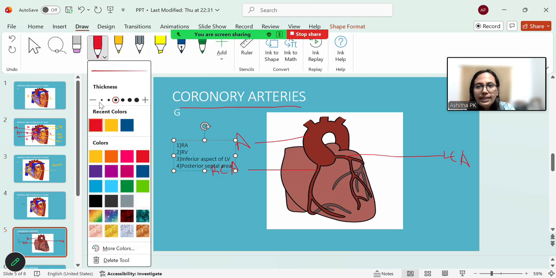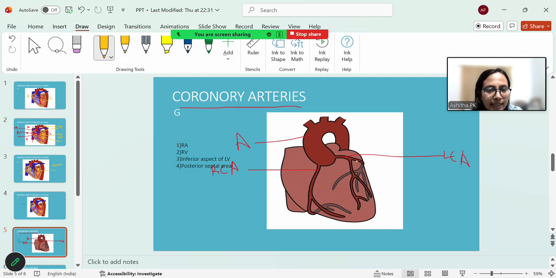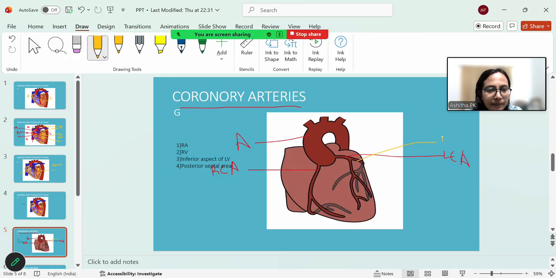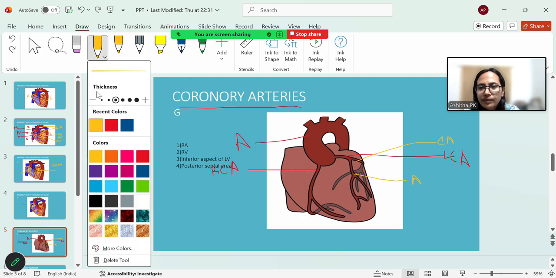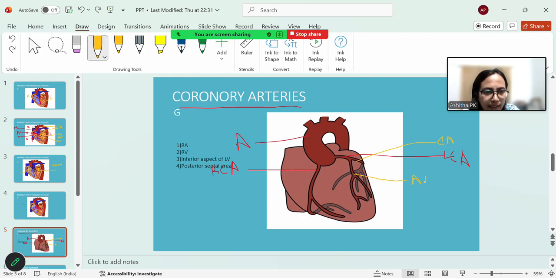Then the left coronary artery branches into two. One is the circumflex artery, and the other is the anterior descending artery. The circumflex artery supplies the top, left and back of the heart.